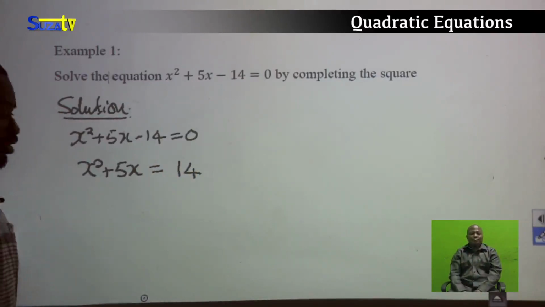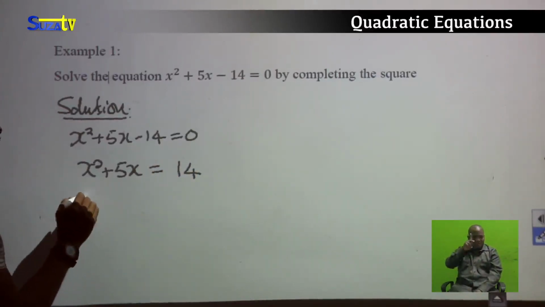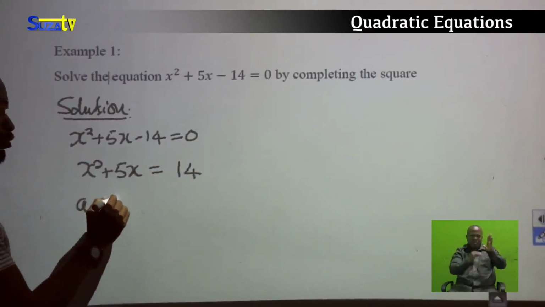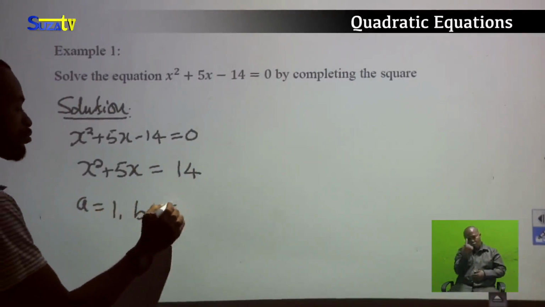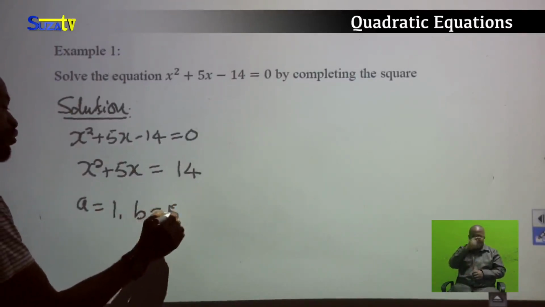Yes. So now from here, what is a? a is equal to 1. Good. And b is equal to 5.